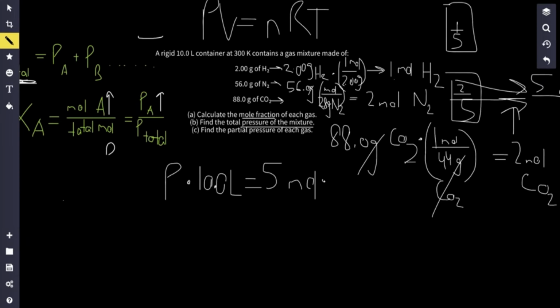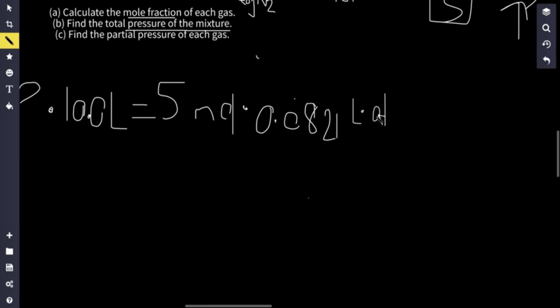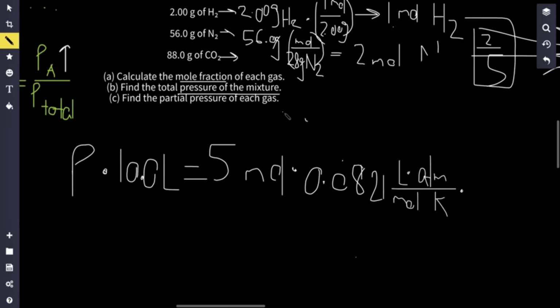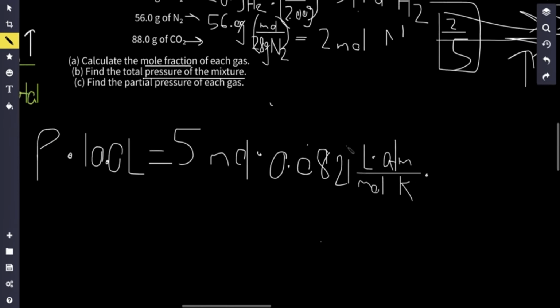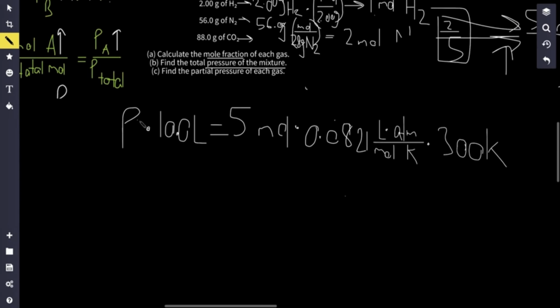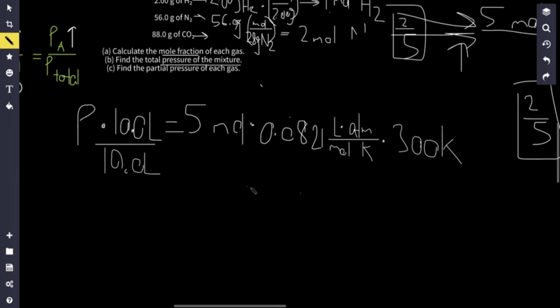R is going to be a constant. So it should be 0.021, and then this is going to be divided by moles times Kelvin. And this is going to be multiplied by the temperature, 300 Kelvin. If we're solving for pressure, let's just divide by 10 liters on both sides.